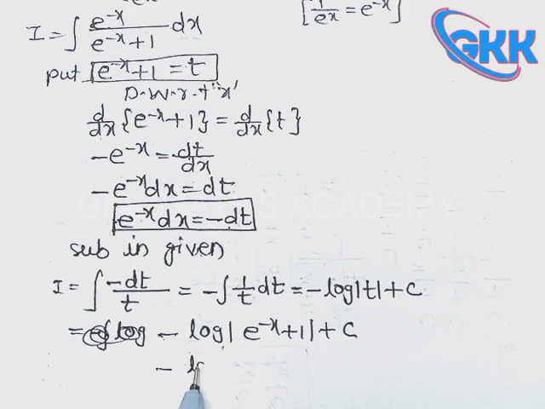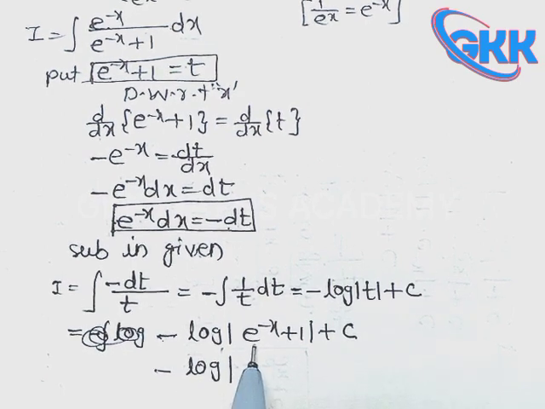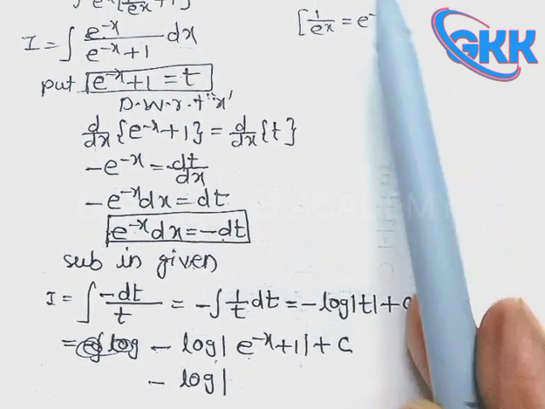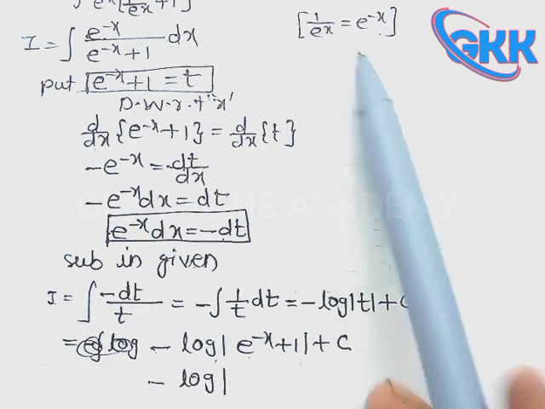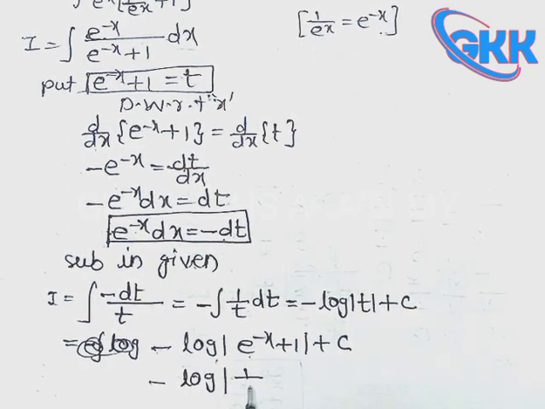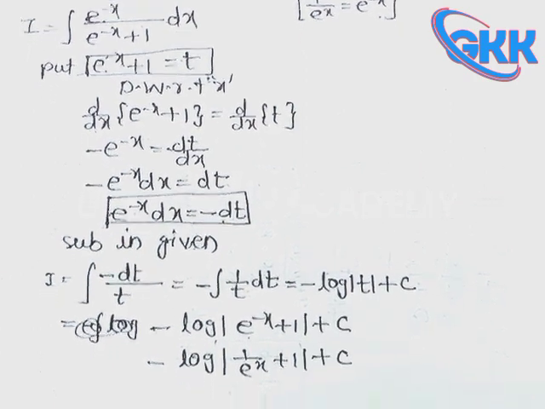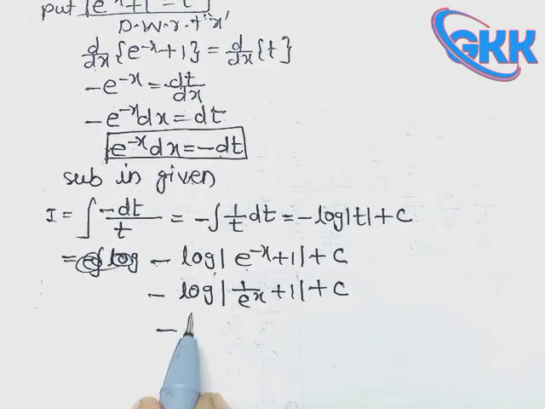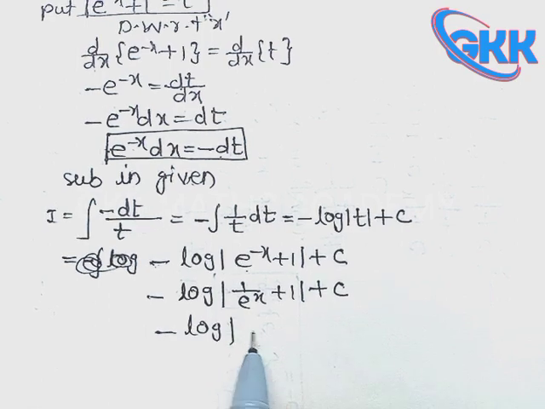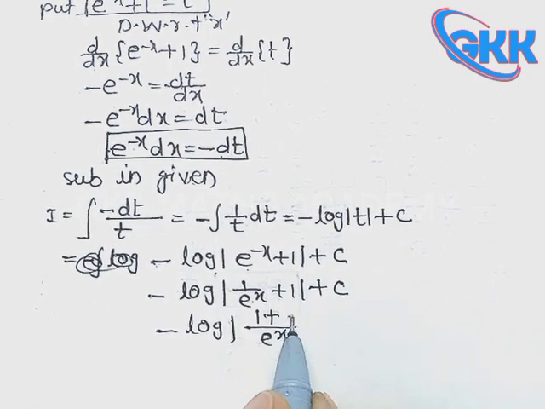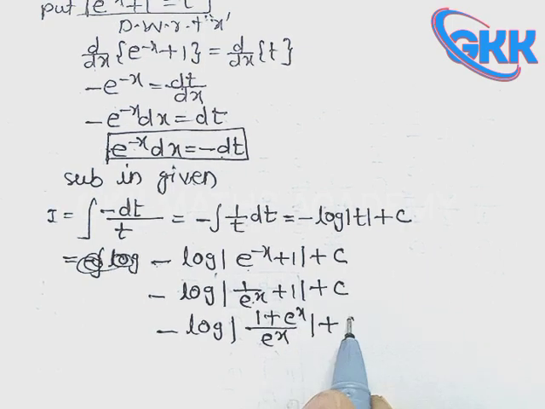So minus of log mod e power minus x, it can be written as e power x minus, it can be written as 1 upon e power x, 1 upon e power x plus 1 plus c. Now here minus log mod, if you do the LCM, e power x 1 plus e power x plus c.